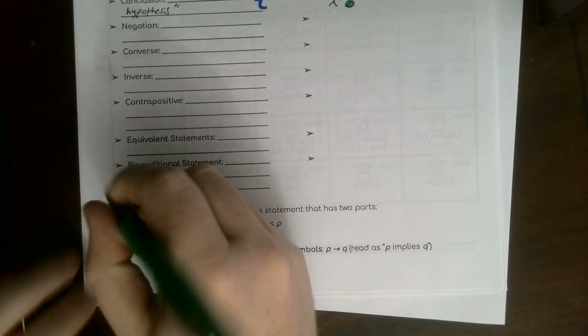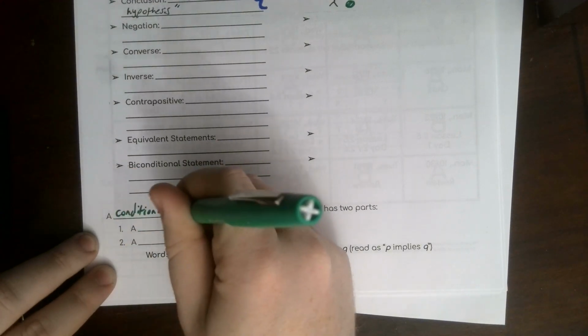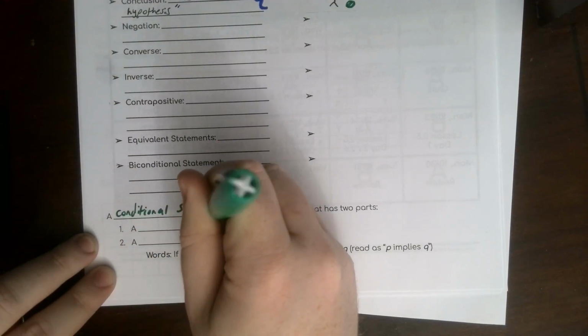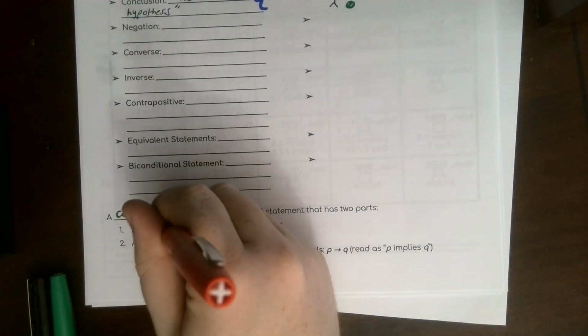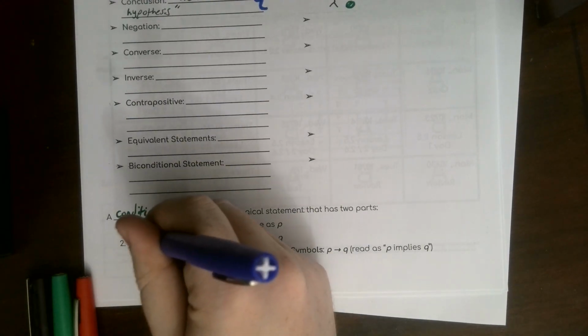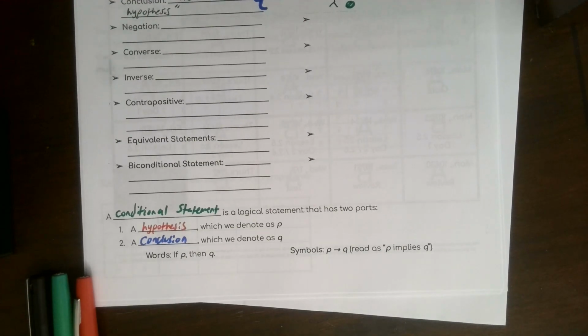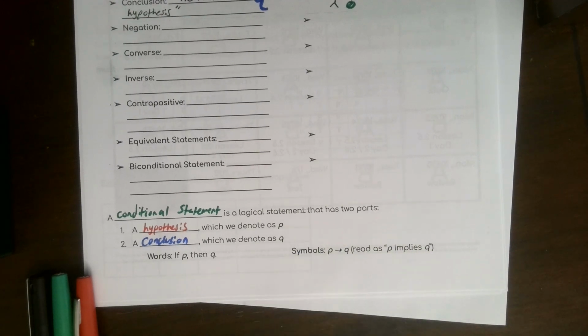Hopefully we see that a conditional statement is the one that has two parts. The hypothesis, which I mark in red, and we call P, and a conclusion, which we mark as Q. You might also hear me say the words P implies Q. That just means the same thing as if P, then Q. So let's flip the page.